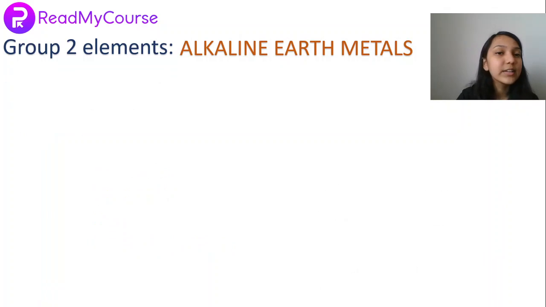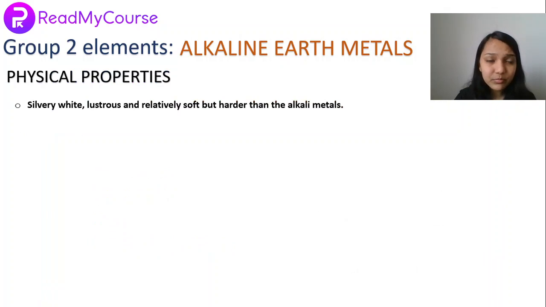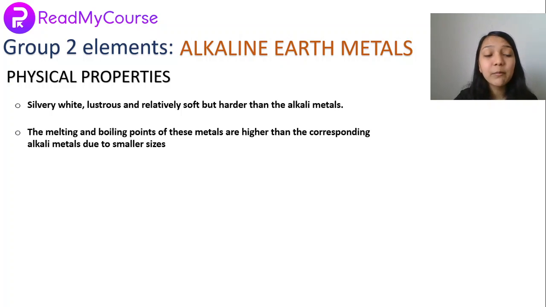And next, physical properties. These alkaline earth metals are all silvery white, lustrous, and relatively soft, but harder than alkali metals. The melting and boiling points of these metals are higher than the corresponding alkali metals due to their smaller sizes. They're small in size compared to alkali metals, and hence they're a little harder and have slightly higher melting and boiling points.